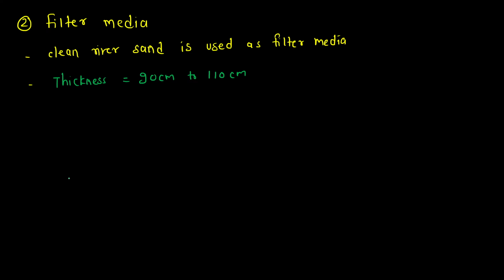Now what should be the effective size of particles? The effective size of particle, that is D10, should be equal to 0.2 to 0.35 mm. These values are very important. The values which I am writing in green are extremely important. These are directly asked. Now these are all the specifications of the filter media. Okay, then uniformity coefficient.